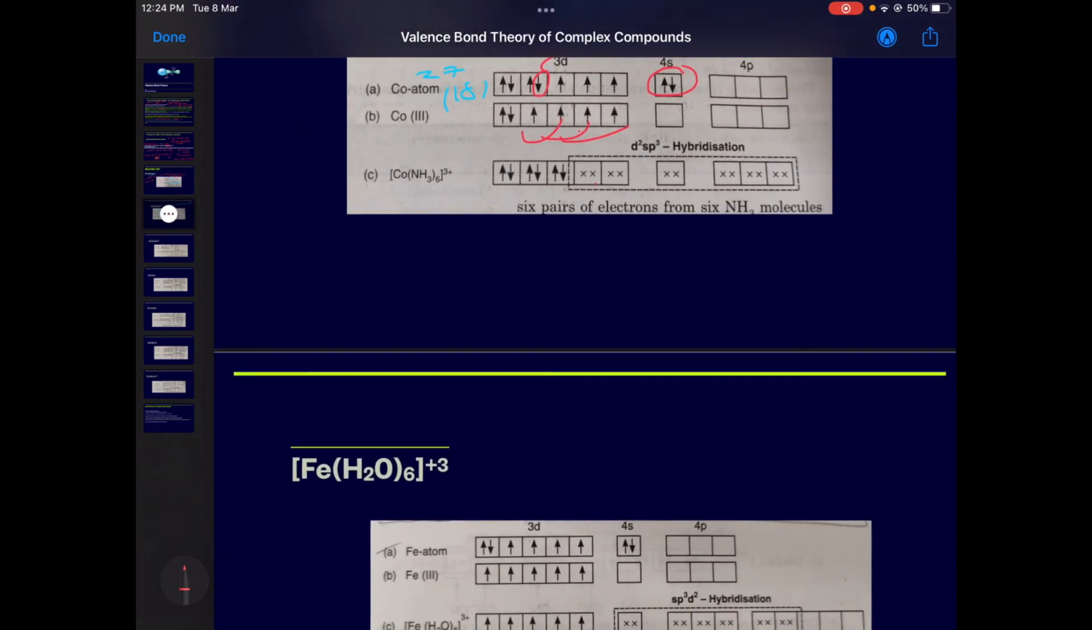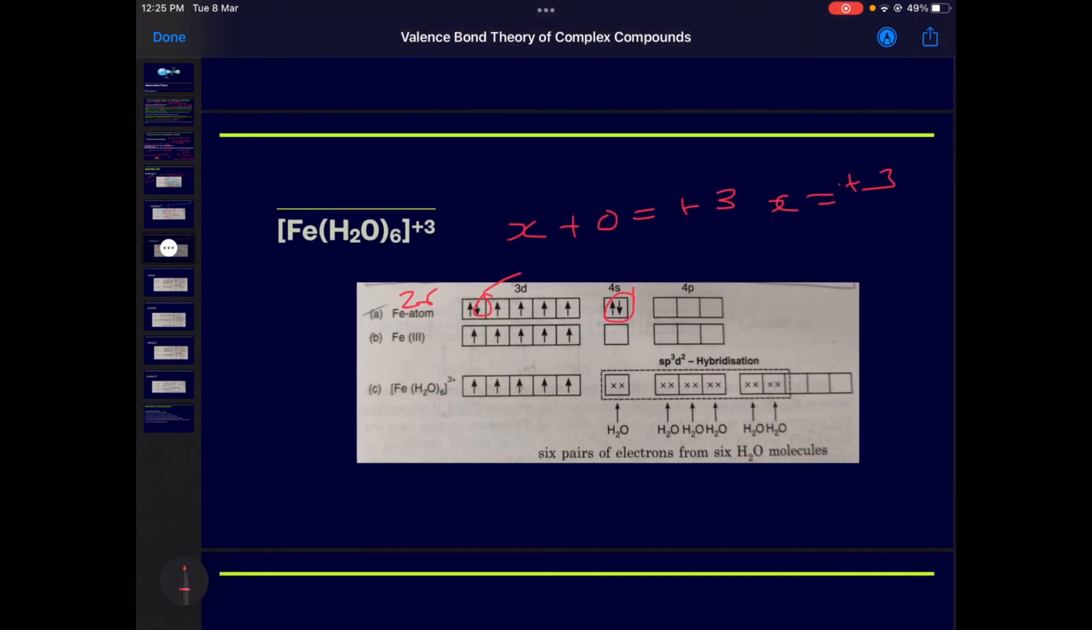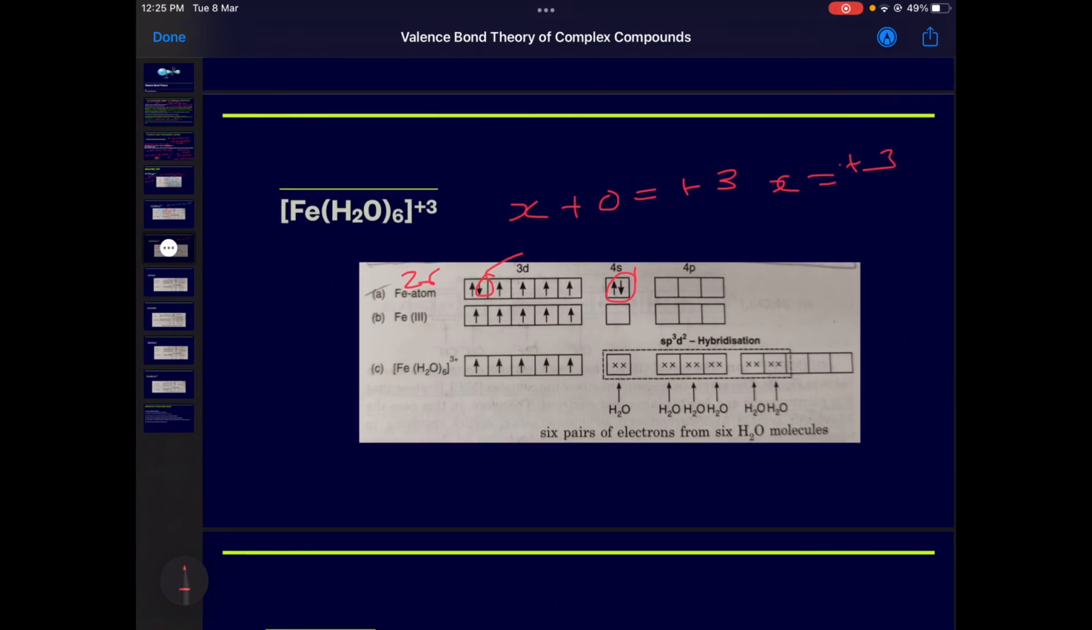and this is an inner octahedral complex again. Similarly, Fe(H2O)6, Fe is 26, and x plus 0 equals plus 3, so x is plus 3. So 3 electrons have to be removed. Water is not a strong ligand, it is a weak field ligand here, so it will not take part in the pairing up of unpaired electrons. There are 6 water molecules, each contributing 2 electrons at a time. That becomes sp3d2. It's called an outer octahedral complex.